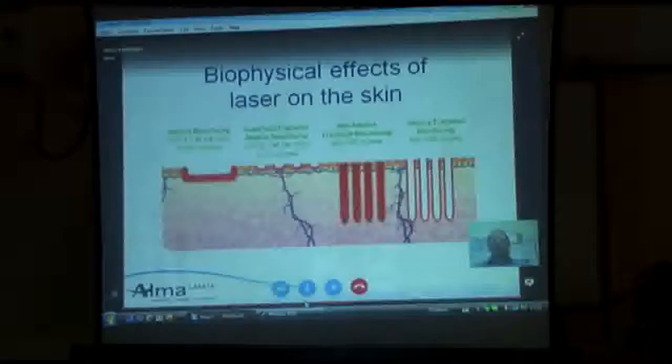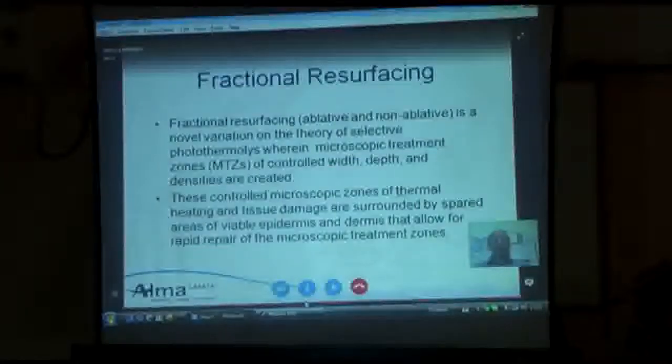The biophysical effect of laser on the skin today can be divided into major forms: ablative resurfacing, bulk ablation, superficial fractional ablative resurfacing, non-ablative fractional resurfacing, and ablative fractional resurfacing. Fractional resurfacing, ablative and non-ablative, is a novel variation on the theory of selective photothermolysis, whereby microscopic treatment zones, MTZs, of controlled width, depth, and density are created. These controlled microscopic zones of thermal heating and tissue damage are surrounded by spared areas of viable epidermis and dermis that allow for rapid repair of the microscopic treatment zones.